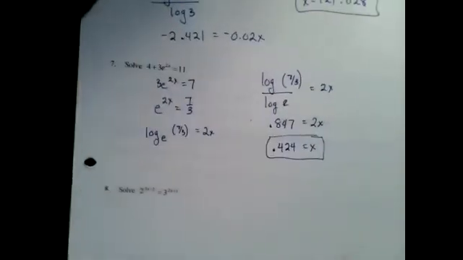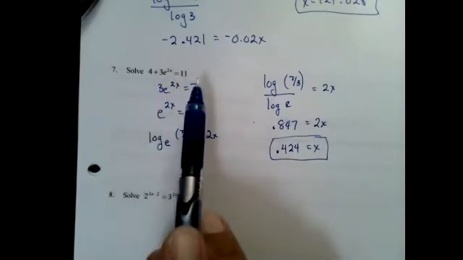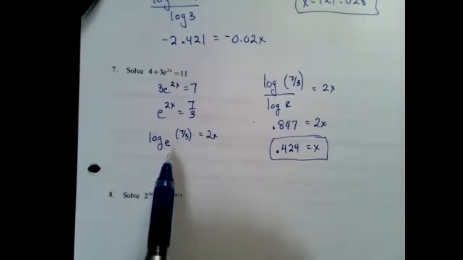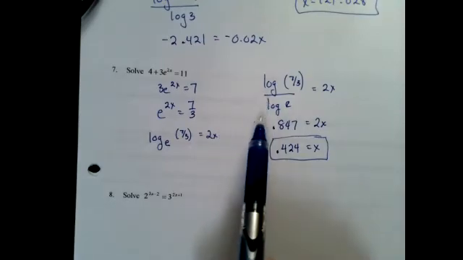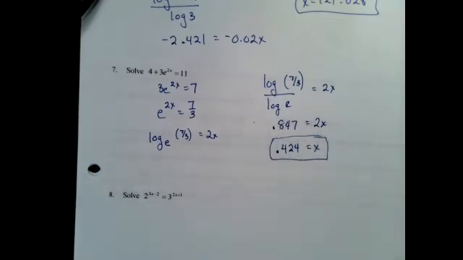Oh, I got a little off screen there. I subtracted 4, divided by 3, log base e of 7/3 equals 2x. Log of 7/3 over log of e. I calculated that. I divided by 2, and I got 0.424.